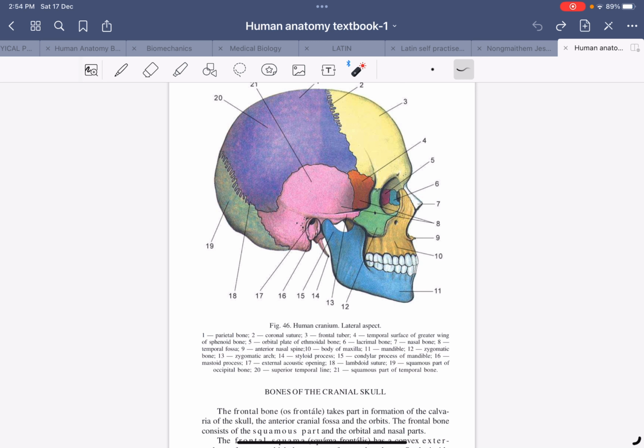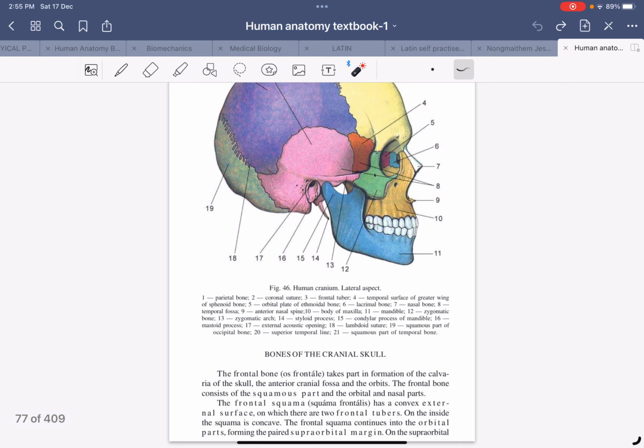And then this one is also important. 16, it should be the mastoid process. This is the mastoid process. These are the few little things you should be aware of, and other things you might be already aware of.